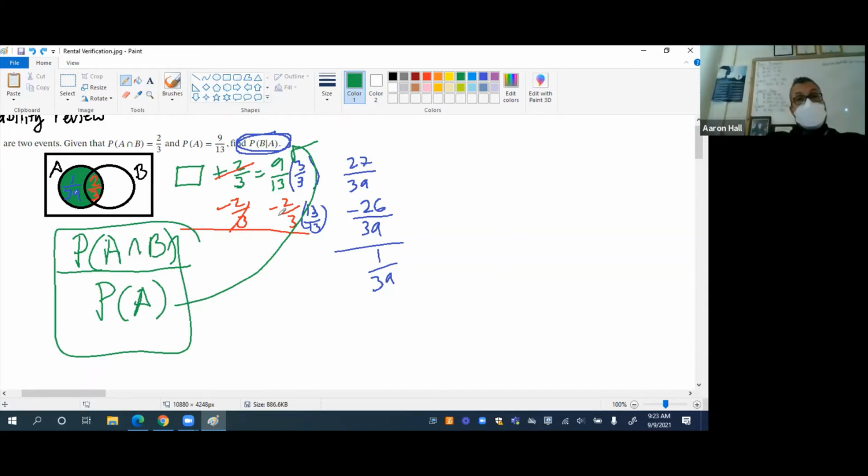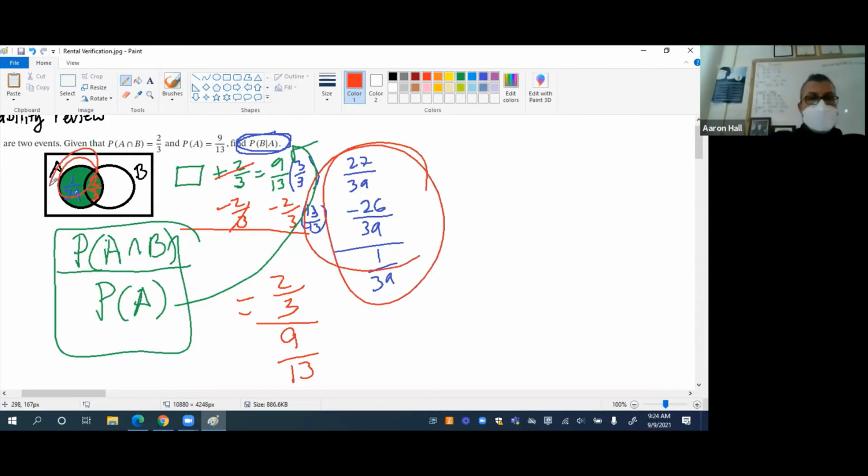So what is the probability of A and B? Yeah, it gives us the answer right there. It's 2/3. And then we have the probability of A, which is, I'm sorry, what? Probability of A is 9/13. So we didn't even have to do all this math to find that. We went off on a tangent. We figured something out that we didn't need.